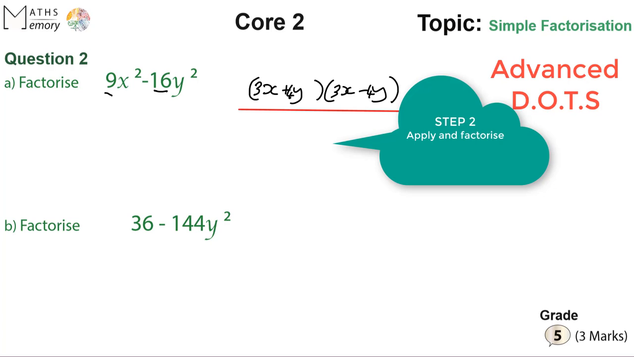Part B, factorize 36 minus 144y squared. So in this case, again, we'll use the same idea of identifying this as dots. We'll call it advanced dots because of the numbers over here. And let's try to deal with it in this case. So 2 brackets. We could say 36, what's the square root of 36? Let's just put 6 and 6 over here. And let's look at this over here, 144y squared. But straight away, you should be able to see that this actually would be 12y and minus 12y.